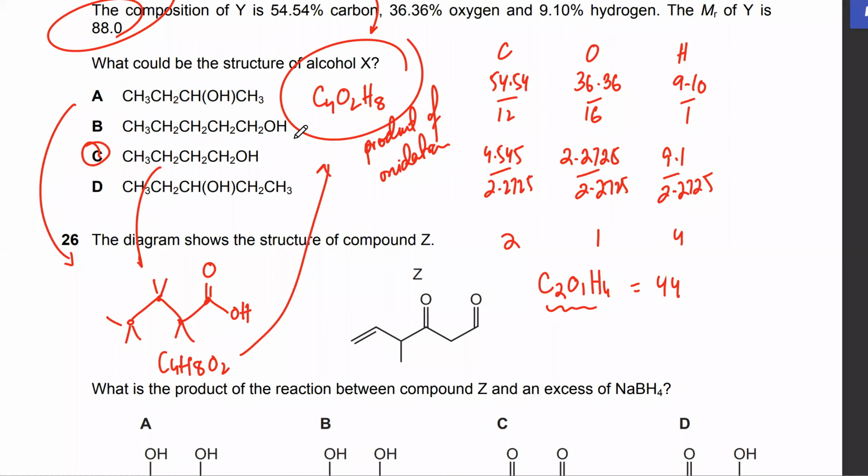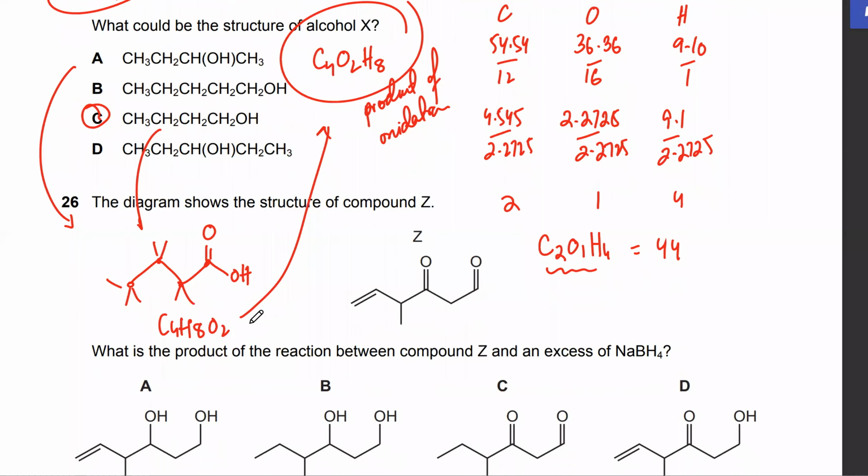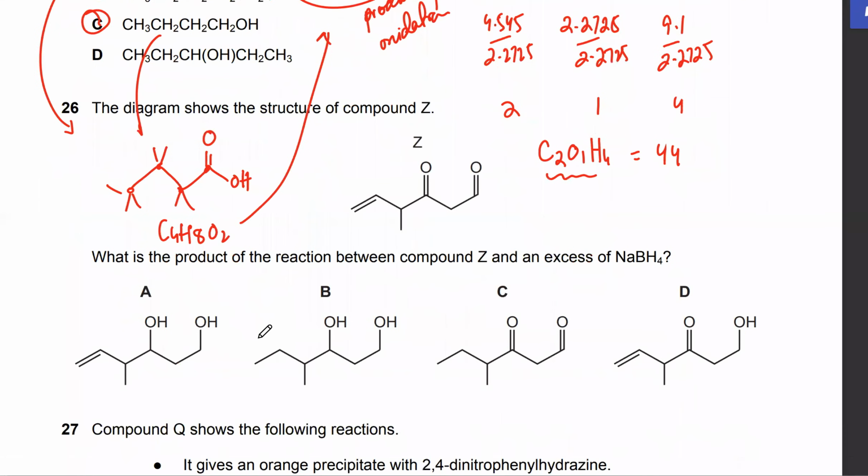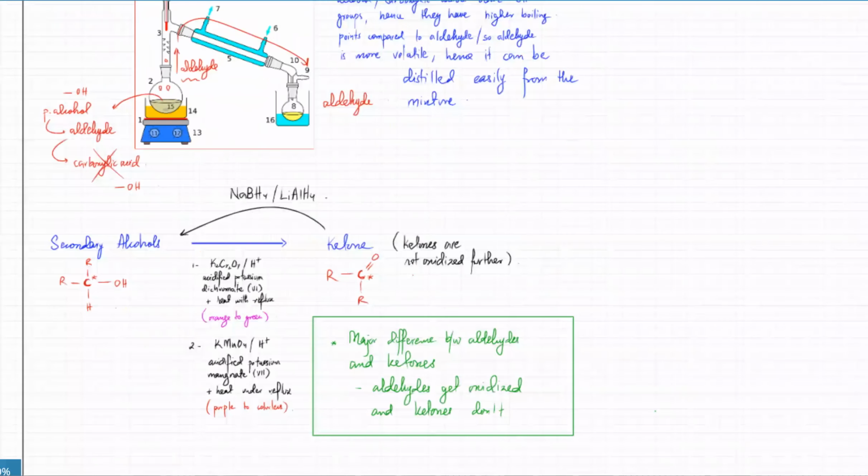It was a primary alcohol, so it turned into a carboxylic acid. It became C double bond O and OH. Previously it was just C with OH, now it's C double bond O and OH. Okay? So remember this. Remember the chart. This chart is very important.